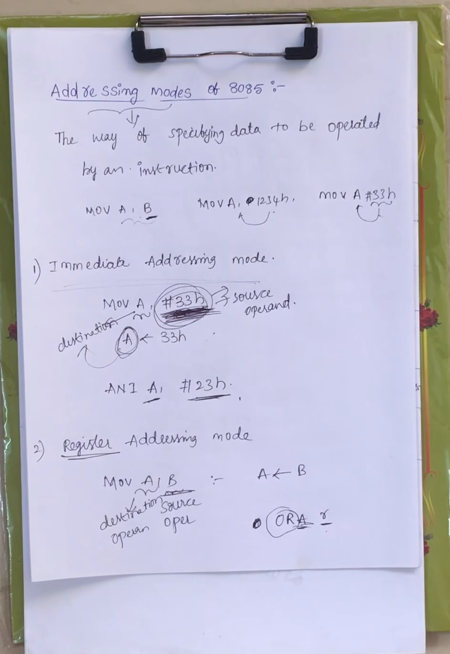If the source operand is immediate data in any given instruction, that falls under the category of immediate addressing mode. Now coming to register addressing mode, if the source operand is a register, that comes under the category of register addressing mode.